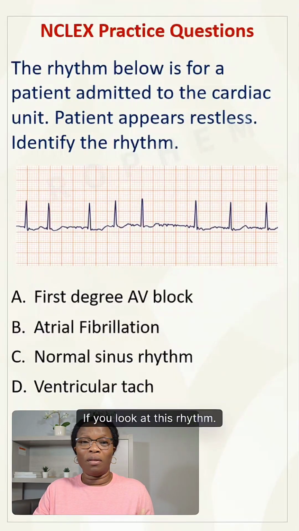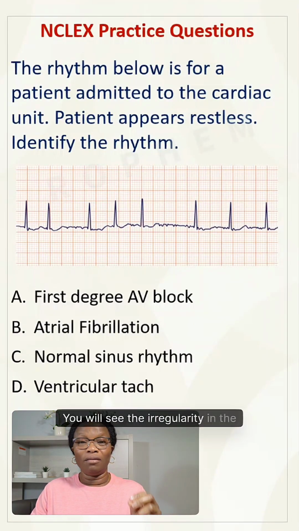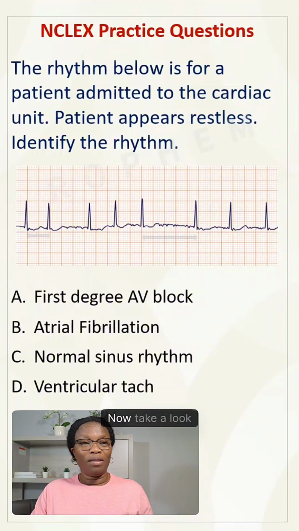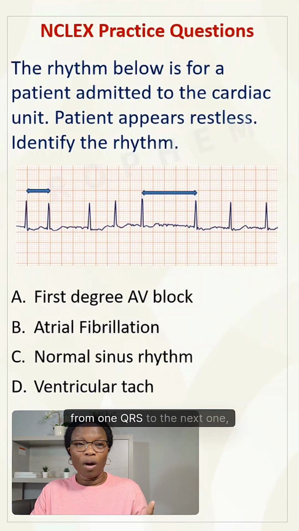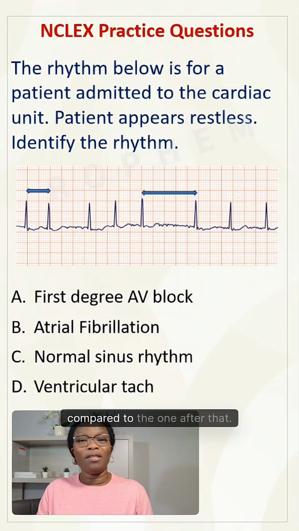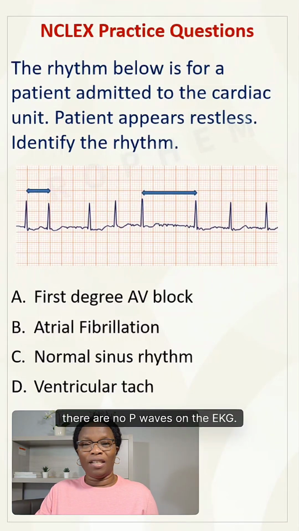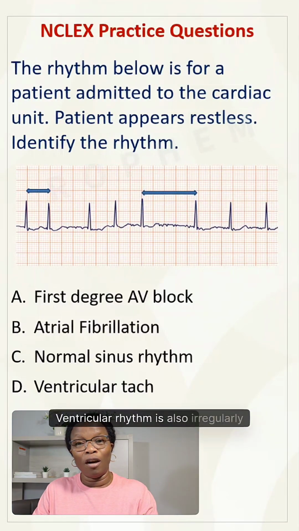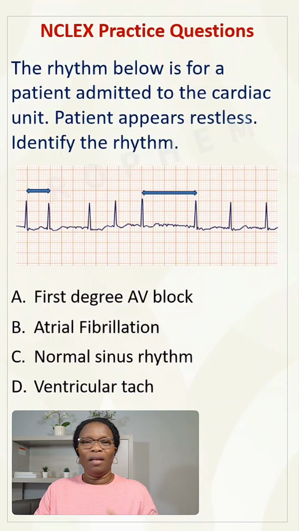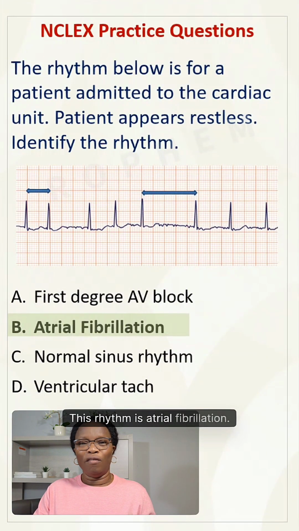If you look at this rhythm very well, you will see the irregularity in the rhythm. Now, take a look from one QRS to the next one, compared to the one after that. Also, there are no P waves on the EKG. Ventricular rhythm is also irregularly irregular. This rhythm is atrial fibrillation.